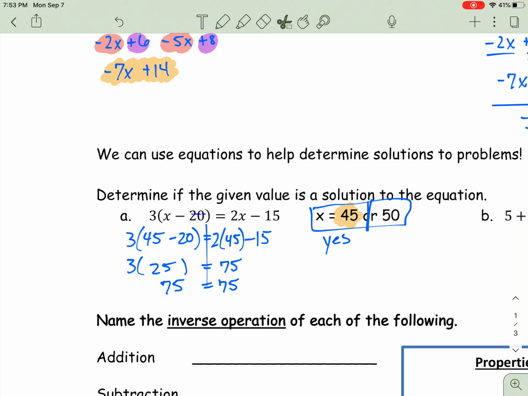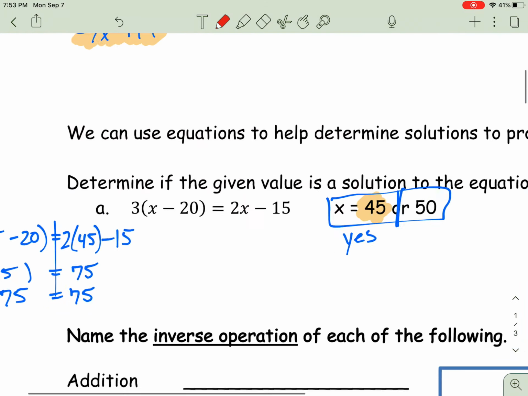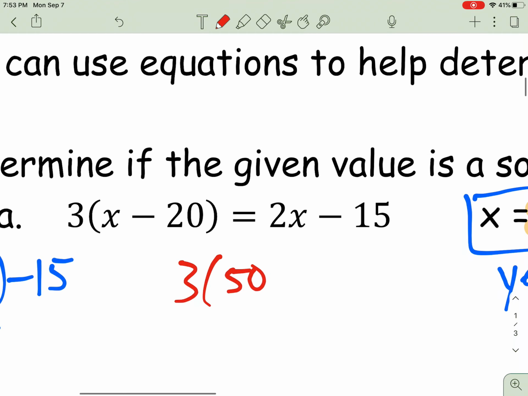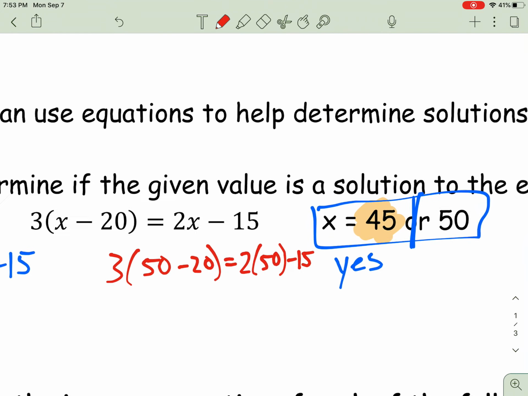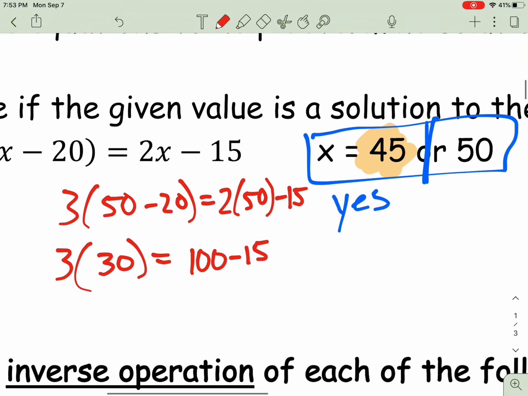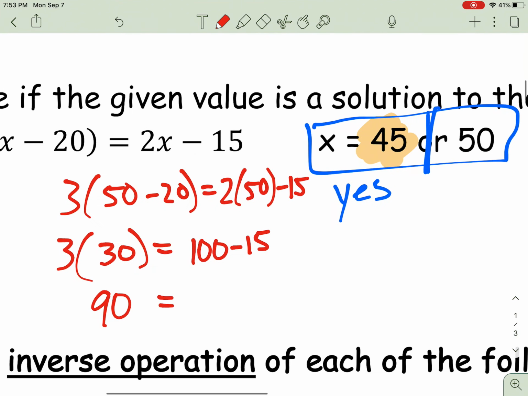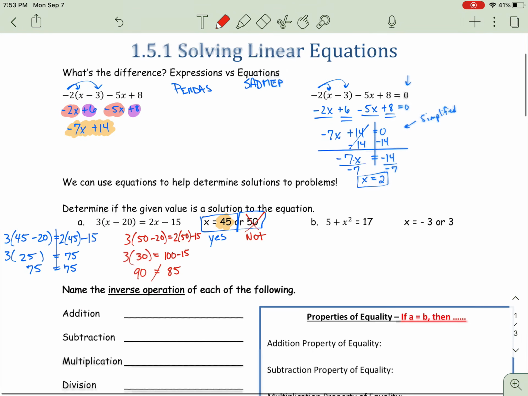Okay, let's go ahead and check 50 now. Okay, so we're going to move this off to the side. We're going to do the same thing, and we're going to check 50. So 3 times 50 minus 20 equals 2 times 50 minus 15. Again, all I'm doing is I'm substituting for all the x's the potential solutions. So I have 3 times 30 equals 100 minus 15. 3 times 30 is 90. 100 minus 15 is 85. So that does not equal, so 50 is not a solution, right?